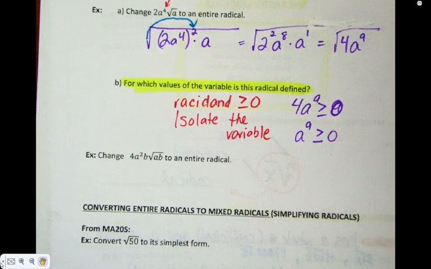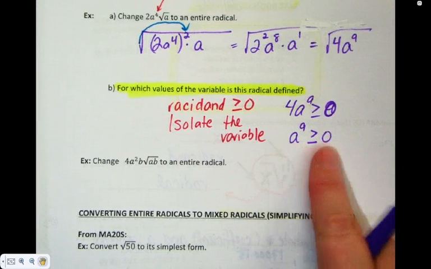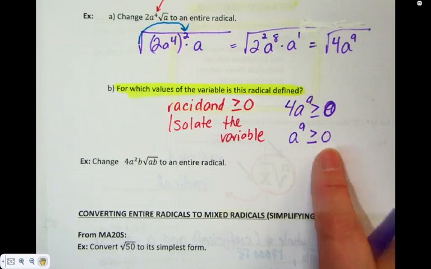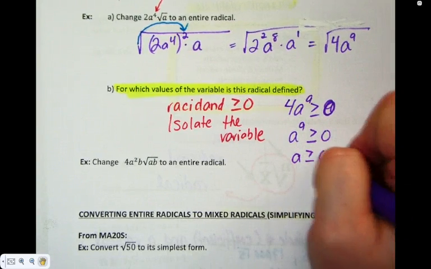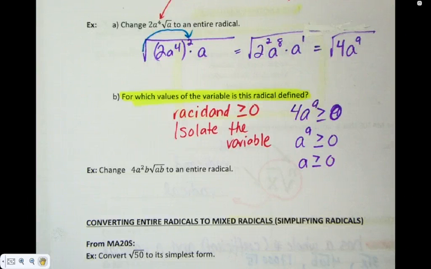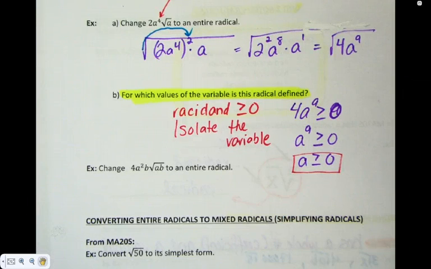How do I get rid of an exponent of 9? What's the opposite of squaring, for example? It's a 9th root is what I'm going to do. Because this is 0, all you need to know is what's going to happen if I 9th root it. It's going to remain: a has to be greater than or equal to 0. That is answering the question for what values of the variable is the radical defined. It's telling you a has to be a positive number. It's saying if we stick in any negative number, this is not going to work.